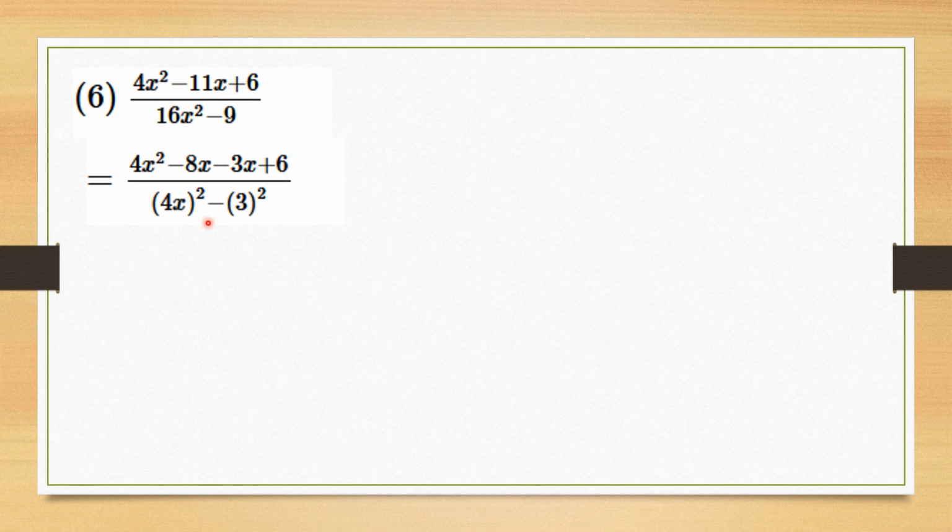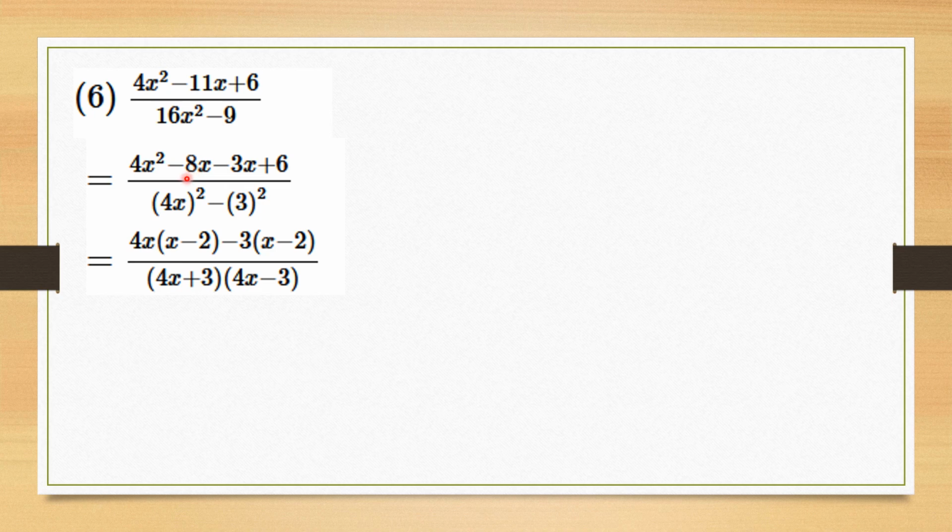And the denominator is (4x) whole squared minus (3) whole squared. From the first two terms of the numerator, we'll take 4x common, and inside the bracket we'll be left with x minus 2. In the next pair, we'll take minus 3 common, and inside the bracket we'll be left with x minus 2. In the denominator, we'll use the formula a squared minus b squared, so this becomes 4x plus 3 into 4x minus 3.